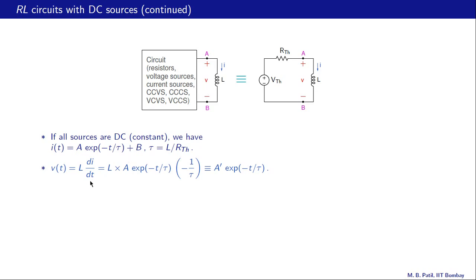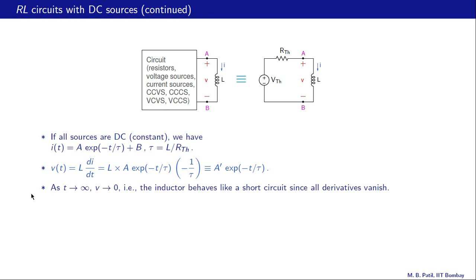So all we need to do now is to differentiate this current and then multiply that by L, and that gives us L times A e raised to minus t by tau times minus 1 over tau. Now all of this, L times A times minus 1 over tau, can be clubbed together into another constant called A prime. So therefore the voltage is given by A prime e raised to minus t by tau.